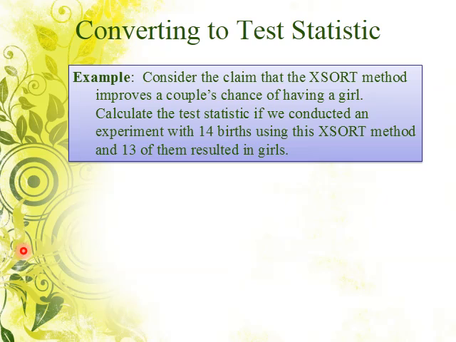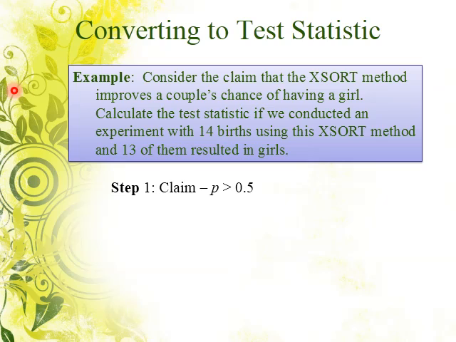So I want to identify the null and alternative hypothesis, and to do that, using this claim, I have to write this in symbols. If the XSORT method improves a couple's chance of having a girl, that means they're saying of all the people who use this XSORT method, over half of them would have a girl. So our claim is that the proportion of girls is greater than 0.5.